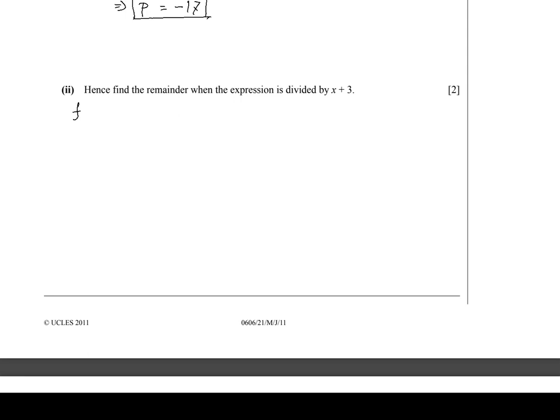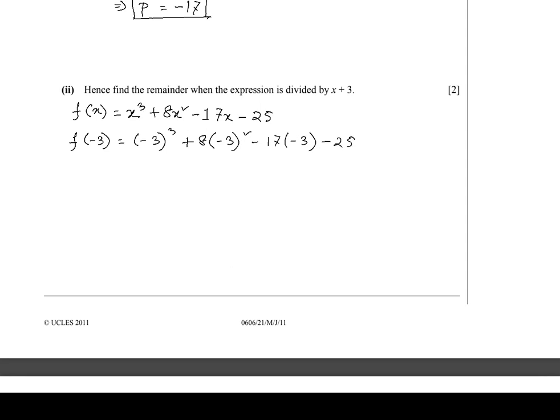So, our polynomial f(x) equals x cubed plus 8x squared minus 17x minus 25. Here we did not use p, we wrote minus 17, which was the value of p. So now we need f(-3). That will give us the remainder. So f(-3) equals (-3) cubed plus 8 times (-3) squared minus 17 times (-3) minus 25.